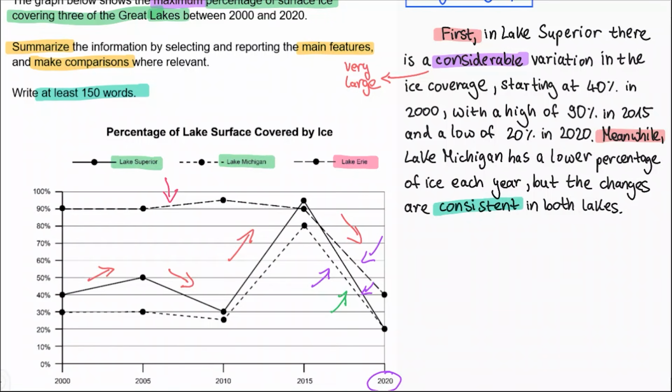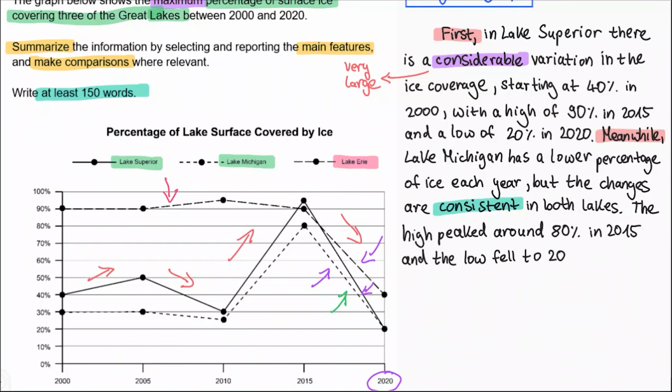It's really hard to read sentences that are all packed with statistics, so I didn't put any in this sentence, but I want data to support my claims. I will do that in the next sentence. The high peaked around 80% in 2015, and the low fell to 20% in 2020.